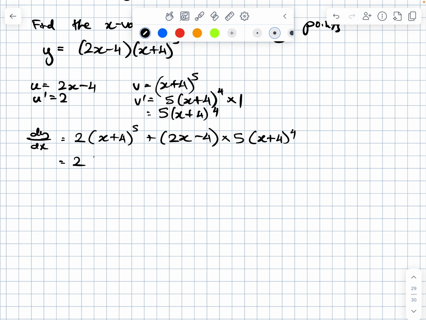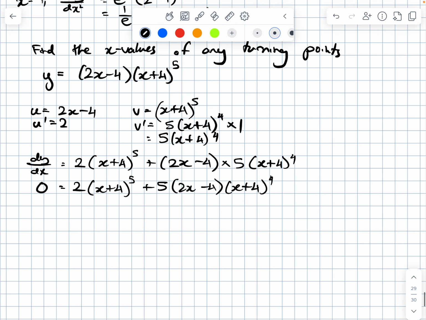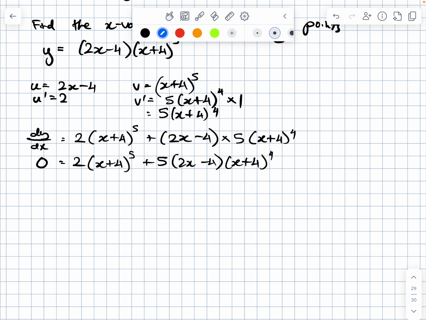Simplifying that up a little bit, we get 2(x plus 4) to the power 5, plus 5(2x minus 4) times (x plus 4) to the power 4. And that will be equal to 0 for turning points. Now, if you were looking to expand this and then solve, that is going to take a long time. The better option is to look at what are common factors. Both our two terms have x plus 4s in them. In fact, they've all got 4 x plus 4s in them.